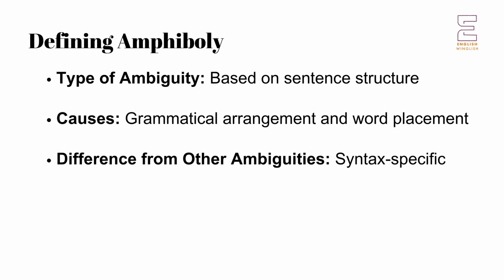Defining amphiboly. Amphiboly is a type of ambiguity that occurs when a sentence can be interpreted in more than one way due to its grammatical structure or word placement. Unlike other forms of ambiguity that might arise from unclear references or vague wording, amphiboly specifically results from the syntax of a sentence where the arrangement of words creates multiple potential meanings.